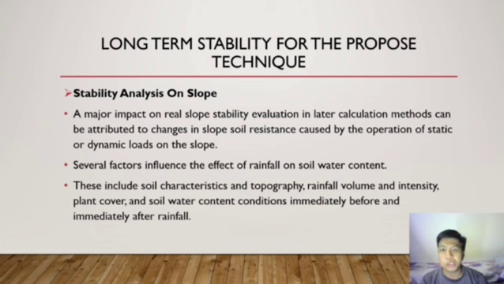So the first is stability analysis on slope. A major impact on real slope stability evolution in the suppression method can be attributed to change in slope soil resistance caused by the operation of static or dynamic load on the slope. There are several factors that influence the effect of rainfall on soil water content. These include soil characteristics and topography, rainfall volume and intensity, land cover, and soil water content conditions immediately before and immediately after rainfall.